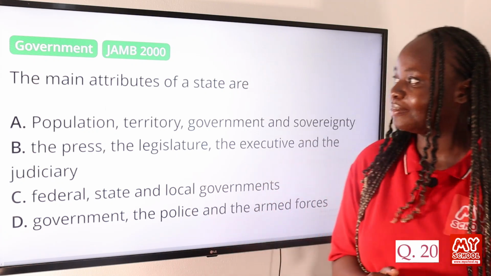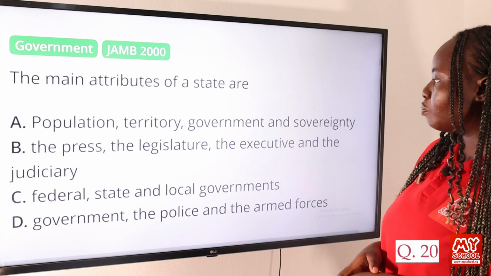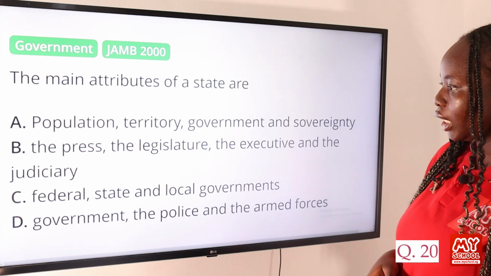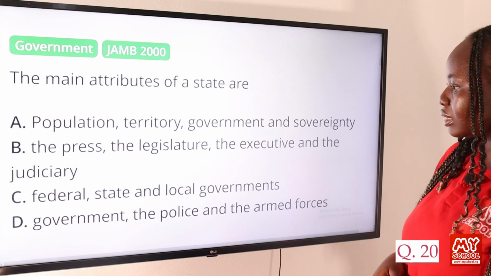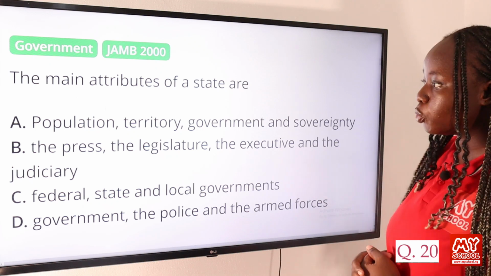Now on to question 20. The main attributes of a state are A. Population, territory, government, and sovereignty. B. The press, the legislature, the executive, and the judiciary. C. Federal, state, and local governments. D. Government, the police, and the armed forces. So the answer to this question is option A.